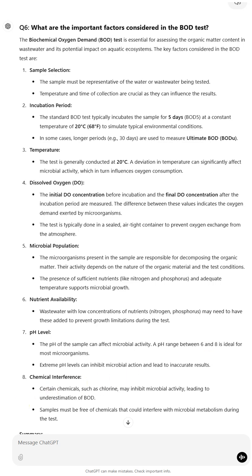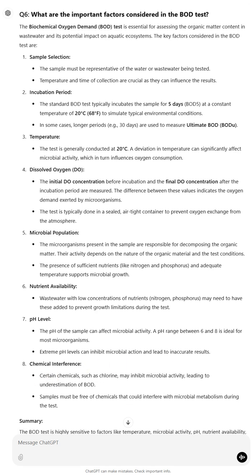Q6. What are the important factors considered in the BOD test? The biochemical oxygen demand, BOD, test is essential for assessing the organic matter content in wastewater and its potential impact on aquatic ecosystems. The key factors considered in the BOD test are: 1. Sample selection. The sample must be representative of the water or wastewater being tested. Temperature and time of collection are crucial as they can influence the results.